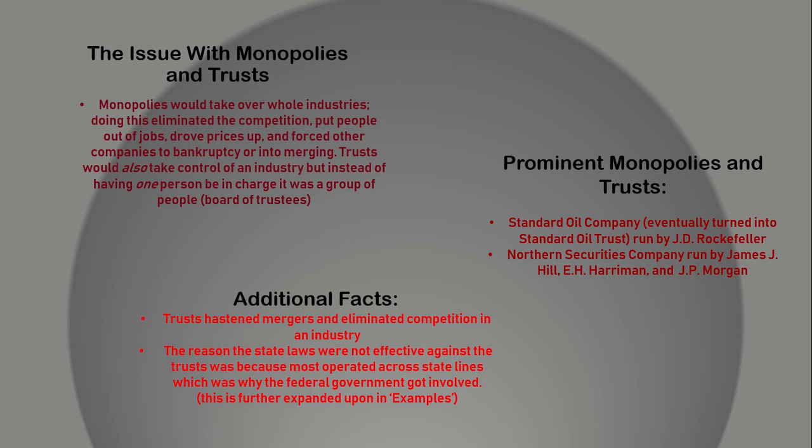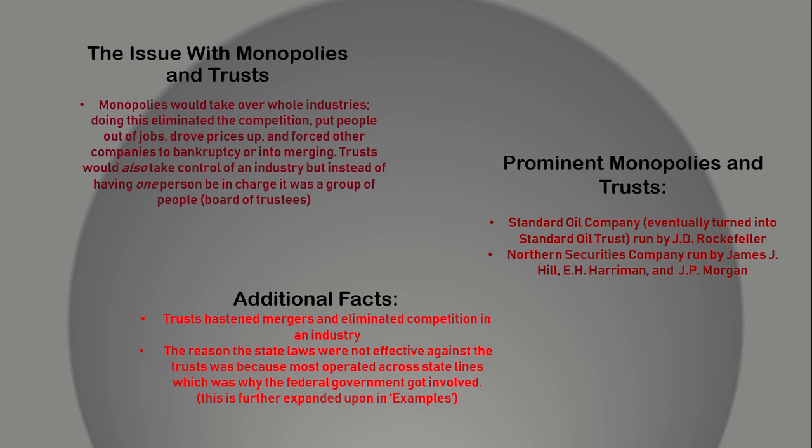The issue with monopolies and trusts. Monopolies would take over whole industries. Doing this eliminated the competition, put people out of jobs, drove prices up, and forced other companies into bankruptcy or into merging. Trusts would also take control of an industry, but instead of having one person be in charge, it was a group of people known as a board of trustees.